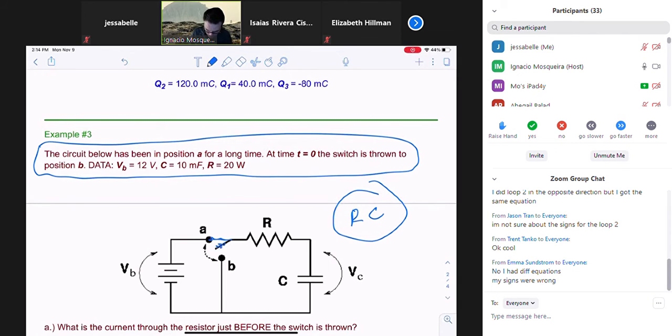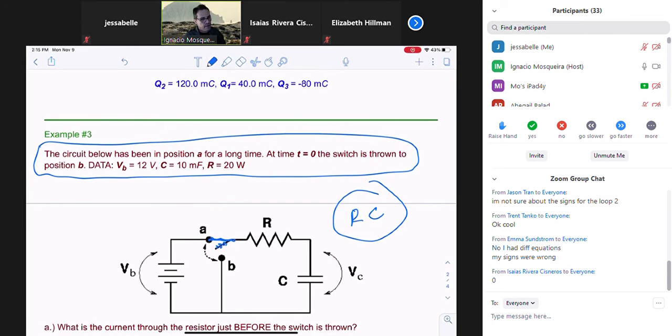This part doesn't connect with B, it just connects like that. And then they wait for a long time. So what would happen if you wait like this for a long time? What would be the current in the circuit after a long time? Everybody agree with that? Yes, that's correct.